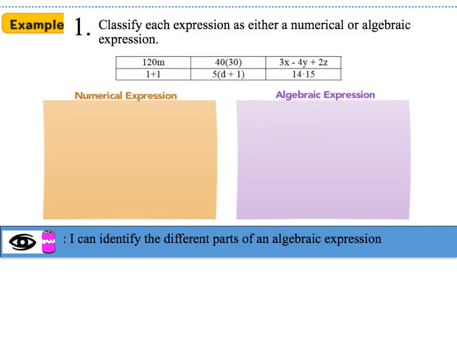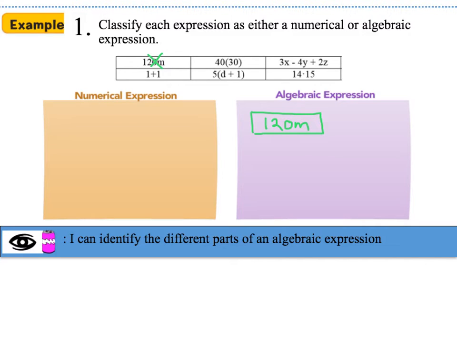Well, 120m has a variable in it. So I'm going to click and drag that. I'm going to cross it out, and I'm going to place that inside of my algebraic expression box because the variable says this is an algebraic expression, and m is the variable. So 120m will go in the right box.